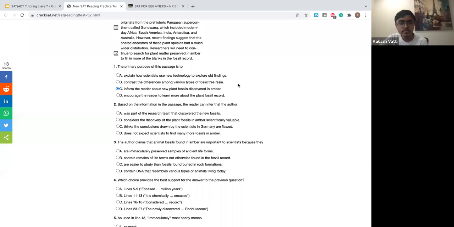2. Based on the information in the passage, the reader can infer that the author was a part of the research team that discovered the new fossils. No, you cannot infer that. Considers the discovery of plant fossils in amber scientifically valuable. Yes, the last paragraph is why it's good. Thinks the conclusions drawn by the scientists in Germany are flawed. Nowhere does it imply that, at least. Does not expect scientists to find many more fossils in amber. I mean, I guess you could theoretically think that, but no, it says they will need to, and it doesn't say that he doesn't expect many. So B is our answer.